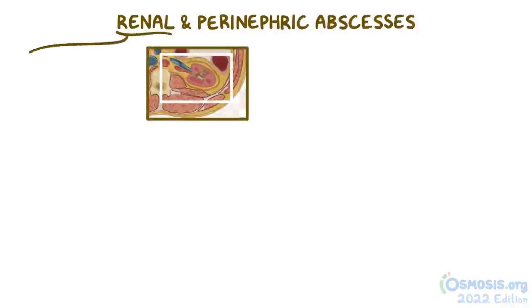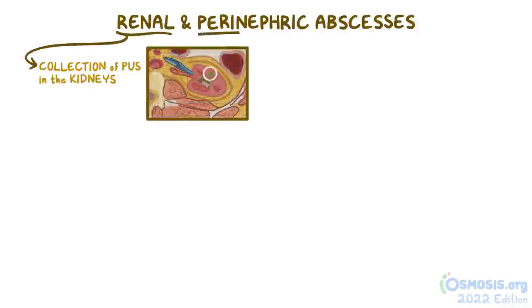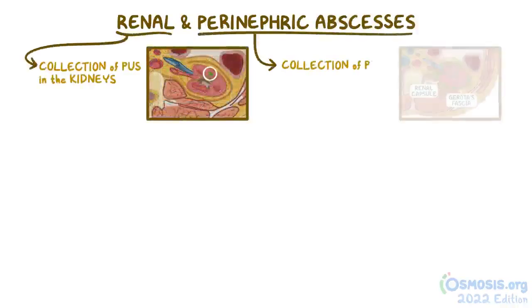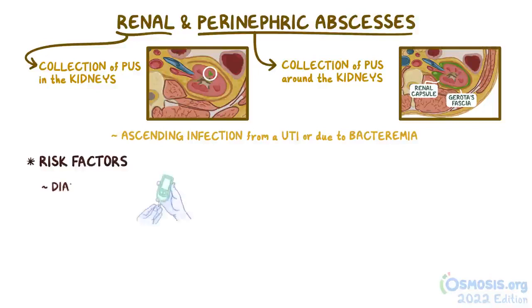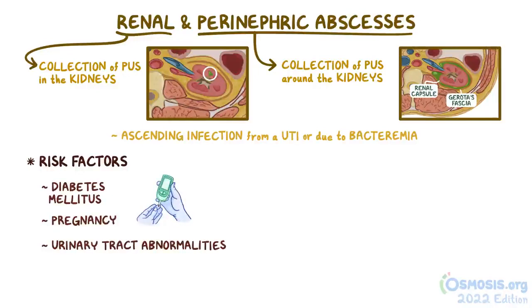Finally, there are renal and perinephric abscesses. A renal abscess is a collection of pus in the kidneys, while a perinephric abscess is a collection of pus that's around the kidneys, between the renal capsule and Gerota's fascia, which is a layer of tissue that surrounds the kidney and the adjacent adrenal gland. Both can happen as a result of an ascending infection from a UTI or due to bacteremia, especially with Staphylococcus aureus. Risk factors for developing abscesses include diabetes mellitus, pregnancy, and urinary tract abnormalities, like vesicoureteral reflux, kidney stones, or polycystic kidney disease.